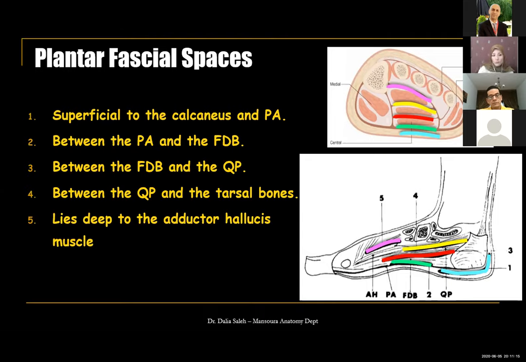The most important one we need to remember is the third space, because with minimal pressure its anterior septum could break down and the infection could spread towards the toes. Also, because the neurovascular bundle of the sole lies in this space, infection could be transmitted along the neurovascular bundle back under the flexor retinaculum up to the posterior compartment of the leg.